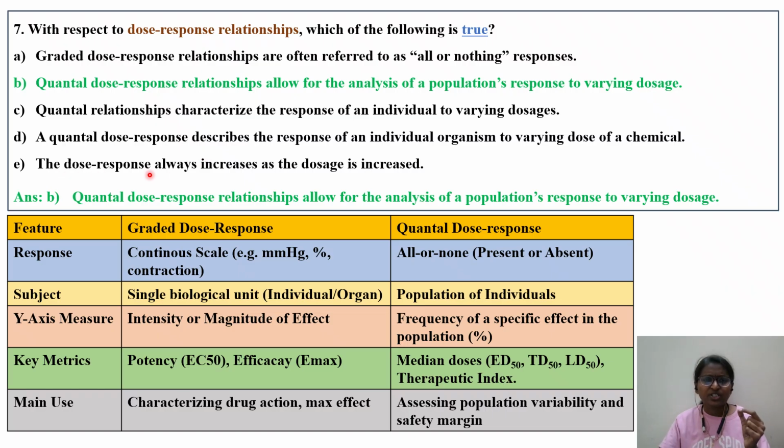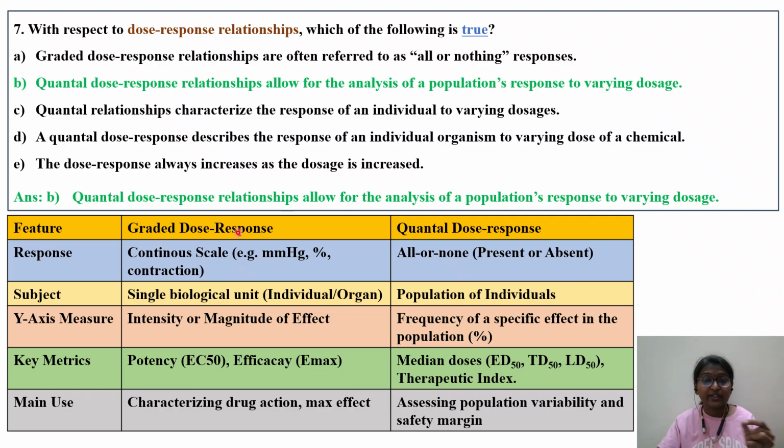Next, the dose response always increases as the dosage is increased. No, this is not right. There are certain times saturation will be there. So this statement is also not right. So the right answer will be in the green text, that is, quantal dose response relationship allows for the analysis of population response to various dosages.